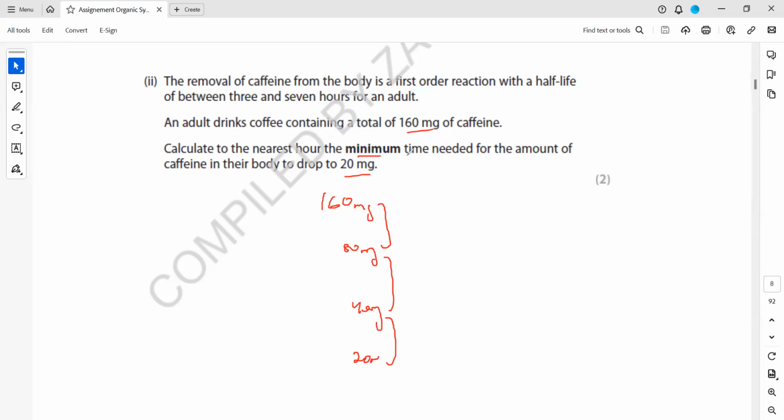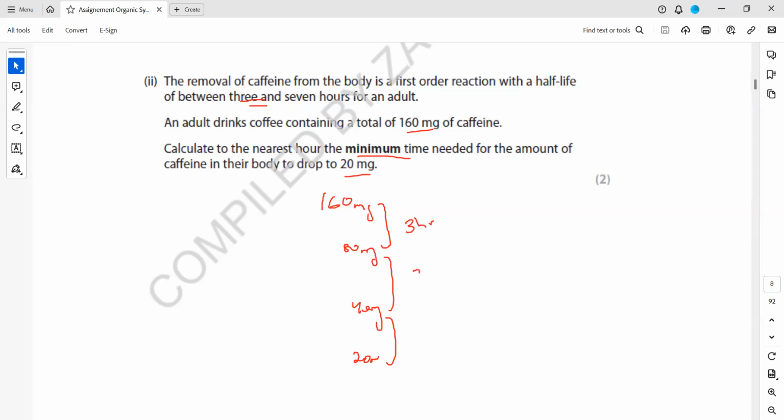And we need the minimum time. So minimum time means we have to take a minimum value. They got maximum is 7 and the minimum is 3. So it means we'll take a minimum value as we need a minimum time. So 3 half-lives are there.